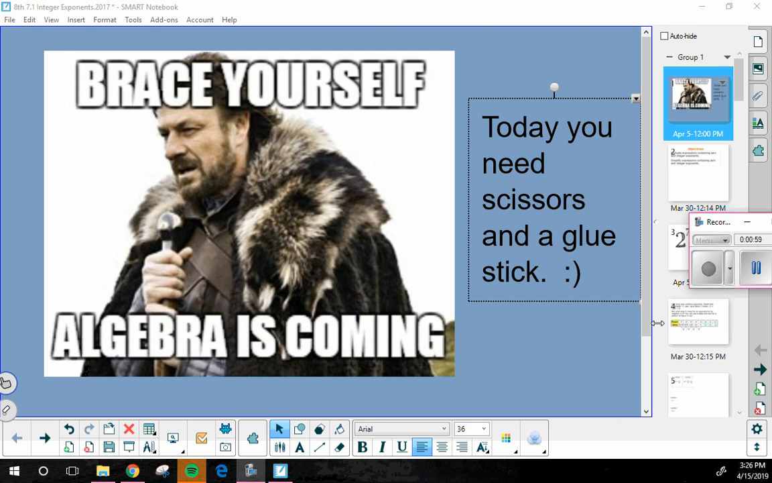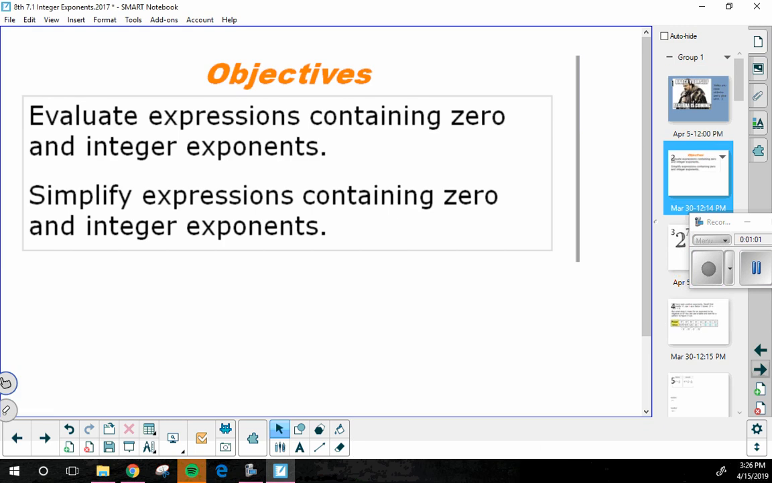All right. So we're going to talk about exponents today. We're going to learn about integer exponents. We're going to learn about having 0 as an exponent, what that looks like. The only thing different between what we've learned now or what we learned in the past is now our exponents can be negative.